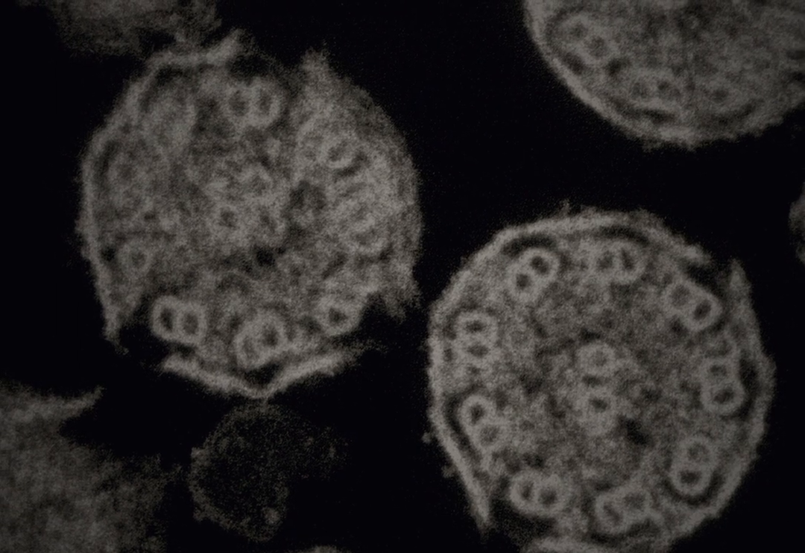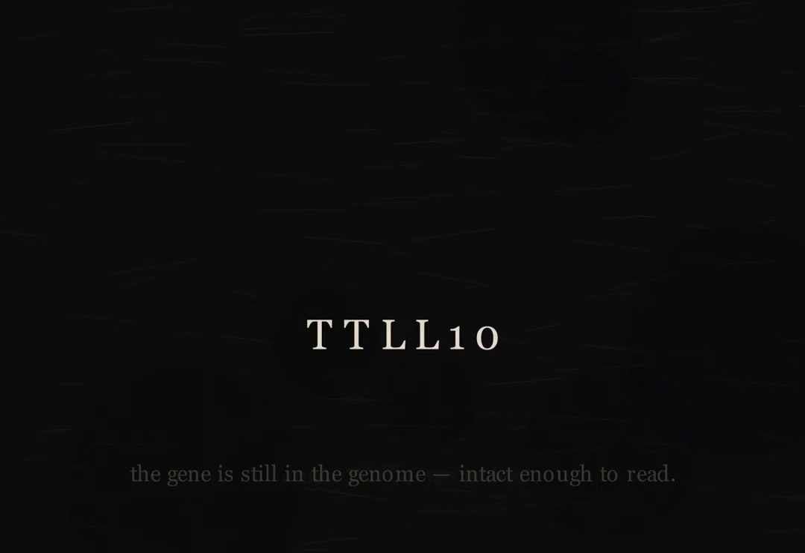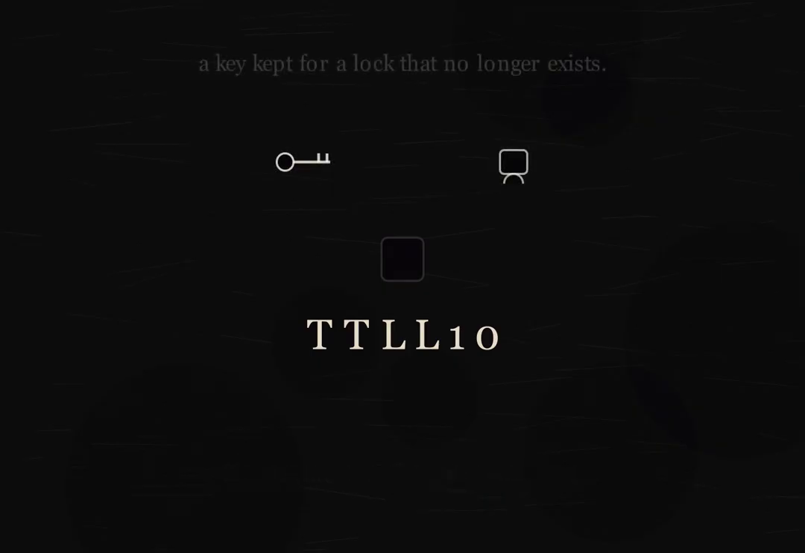Now the lost enzyme and the question it leaves behind. Human TTLL10 is dead. The gene is still in the genome. Anyone can find it, spelled out, intact enough to read. But the enzyme it encodes does nothing. Somewhere in the human lineage, one of the chain extenders stopped working, and the lineage kept the gene anyway, the way a house keeps a key to a lock that no longer exists.